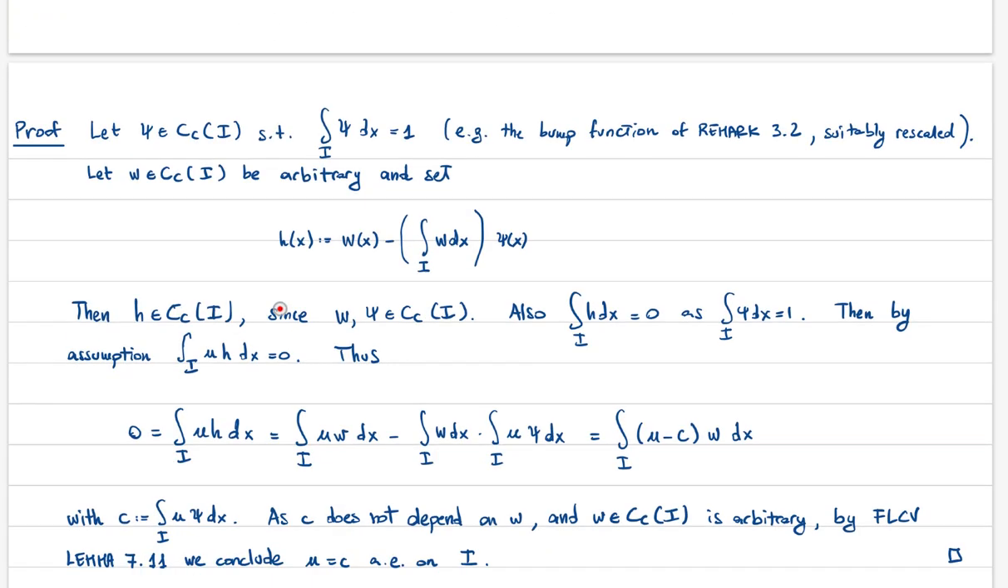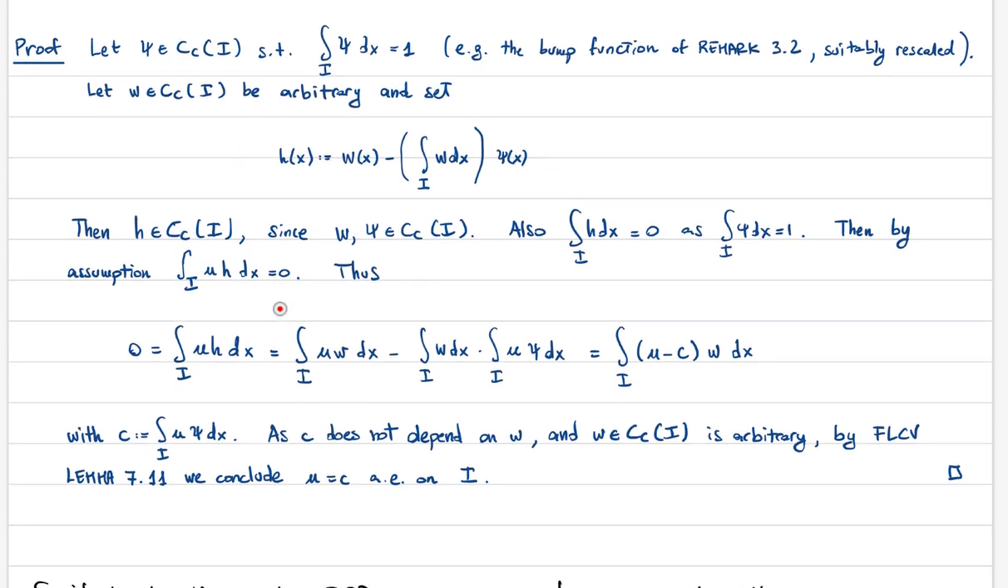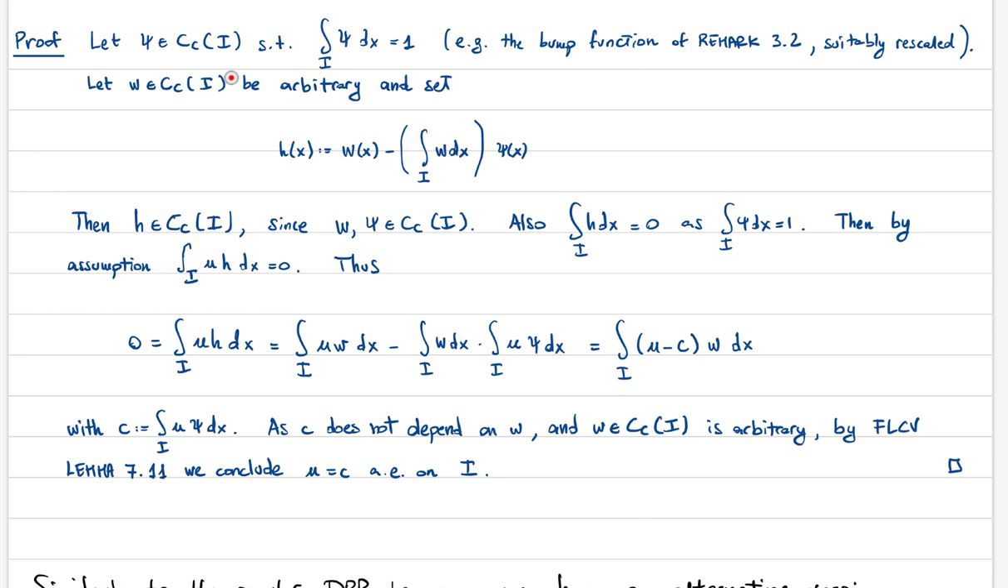The proof will follow basically from the fundamental lemma of calculus of variations. So let psi be a compactly supported function on I, such that the integral over I of psi is equal to 1. For example, you can consider a bump function like the one in remark 3.2 and then rescale it suitably. So something, as usual, like this, where the support is contained in I and the integral is equal to 1.